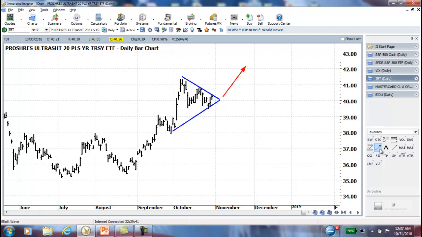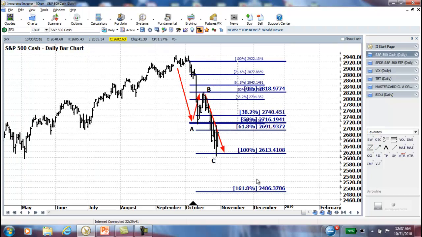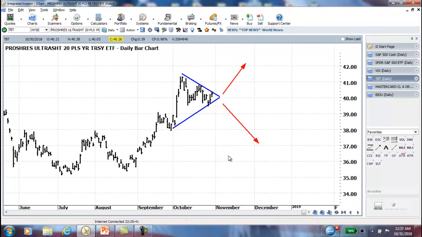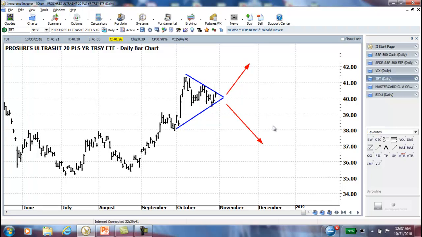For a downward breakout out of TBT, it could be that we do break down, we do head down to this 161.8% extension, scares everybody like I was talking about, and money panics and it moves into bonds. How do bonds work? As prices go up, yields and rates go down. So if the prices start to go up, rates will go down, and this will move to the downside. So that could be the fundamental scenario for a downside breakout.